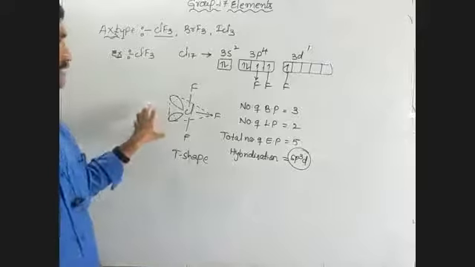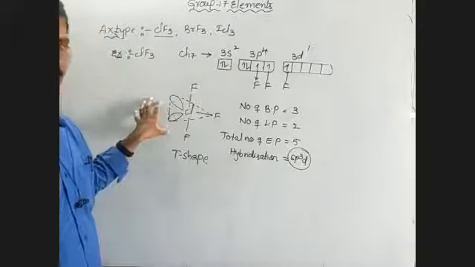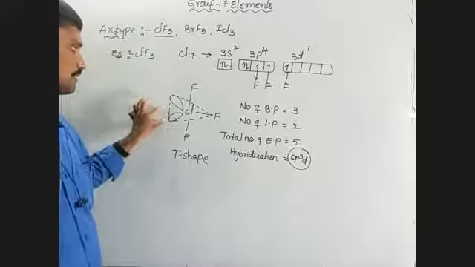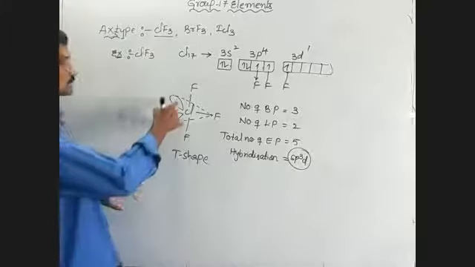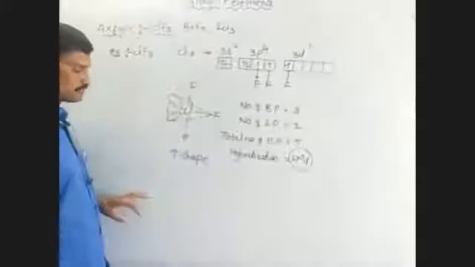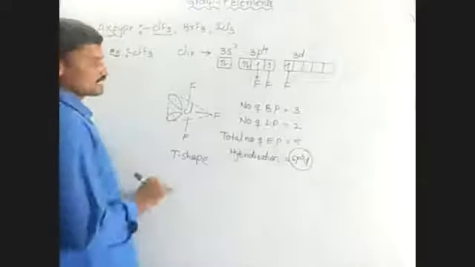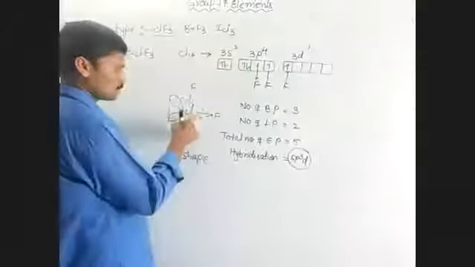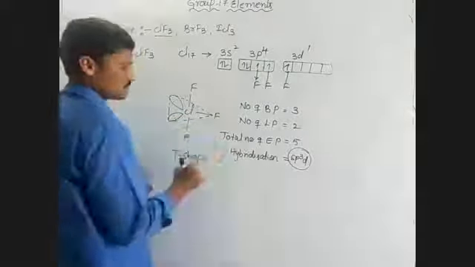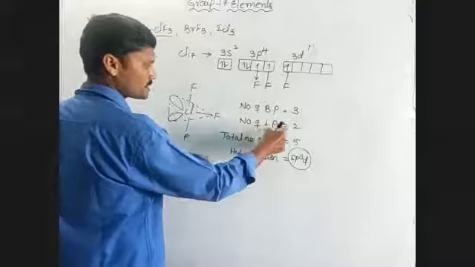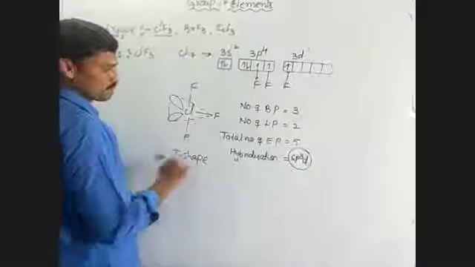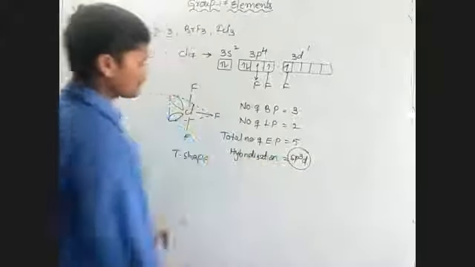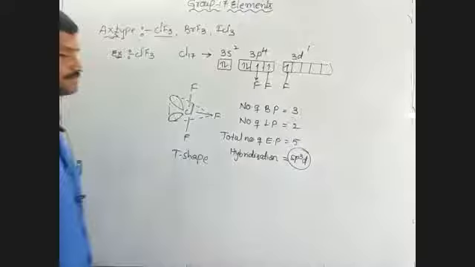So the geometry here is trigonal bipyramidal. The equatorial positions are occupied by the lone pairs of electrons. The shape is T shape. In this interhalogen compound, 3 bond pairs are present. Number of lone pairs is equal to 2. Total number of electron pairs is equal to 5. Hybridization is sp3d.